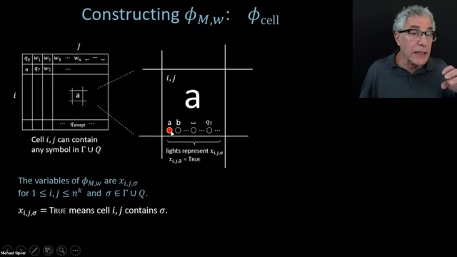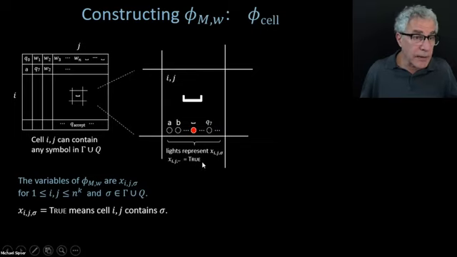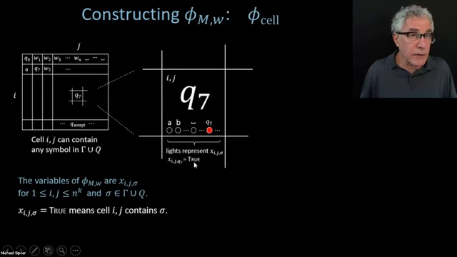And I'm just helping you visualize that. That's going to correspond to turning the light on. There's going to be a light associated with each one of these variables, and it's going to be turned on when that variable is true. Similarly, if the blank symbol is the thing that goes in that cell, then that variable gets turned on. I hope you can see it. Maybe it's a little bit small on your screen. The x_ij,blank variable is true. And similarly, if it's q7 here, the x_ij,q7 variable is true. Okay, so that's the way we're going to be encoding the contents of these cells using these indicator variables.